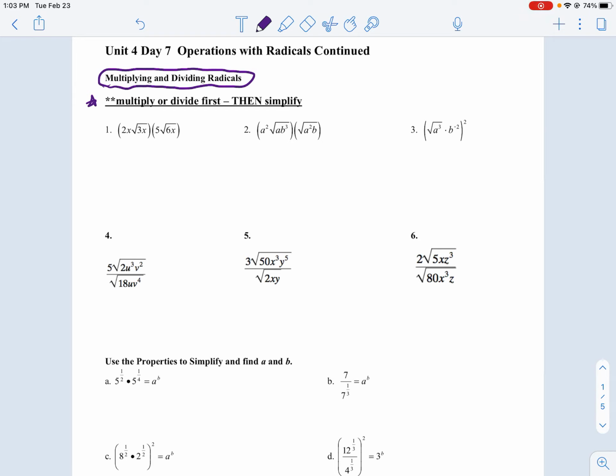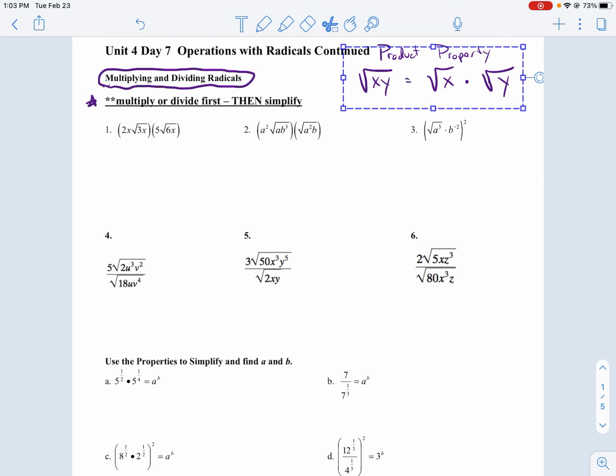Not saying that it would get you to the wrong answer, it's an easier way. You want to multiply or divide first and then simplify, especially number one, because we can't really simplify anything else inside those parentheses. We're going to invoke a couple of things. The first one is called the product property, which allows us to take a couple of different things underneath the radical and separate them, still underneath the radical, but using multiplication. So this is the product property.